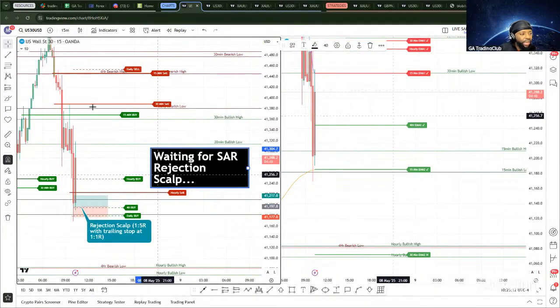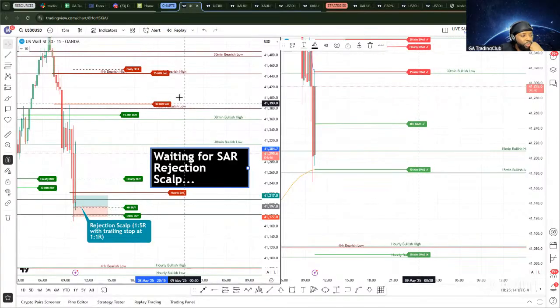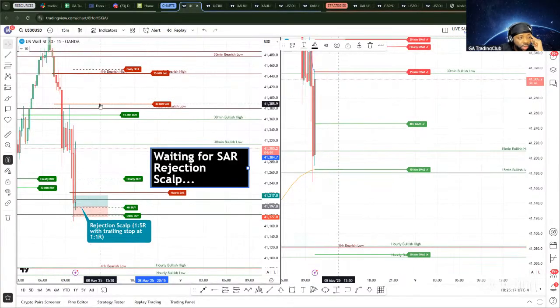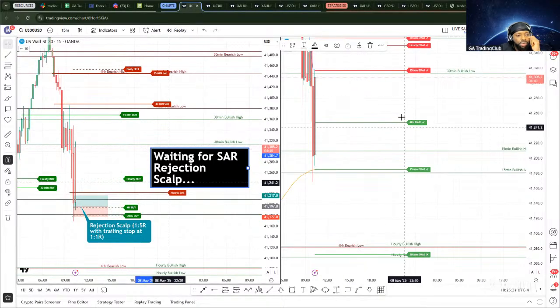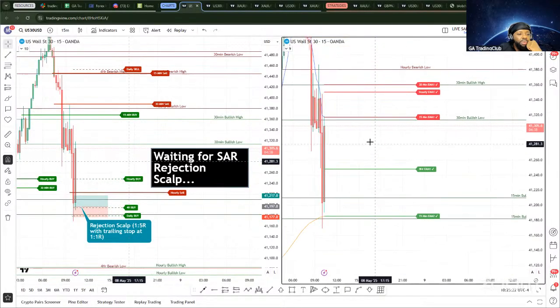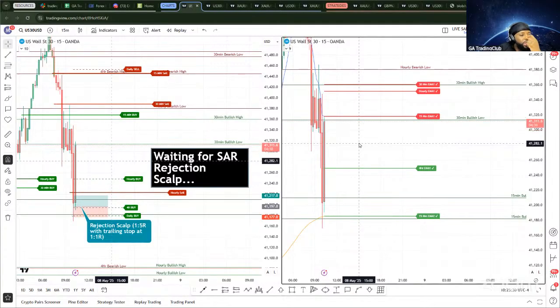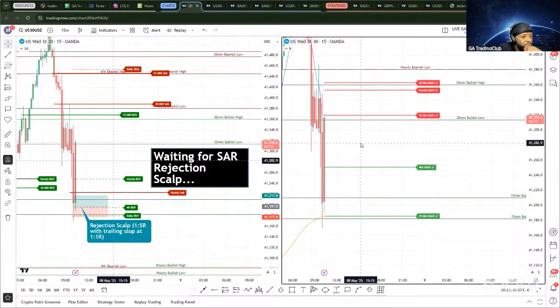unless we have, so this bearish order block, we've already tested it, this hourly bearish low. Normally when I'm trading order blocks, and I think I'll stop trading order blocks as a rejection scalp, because I think order blocks are best used as a confluence as opposed to a scalping area. But I'll trade the order block rejection scalp this month and gather statistics on it. If it's not profitable beginning June, I'll only be trading the EMA and SAR rejection scalps.